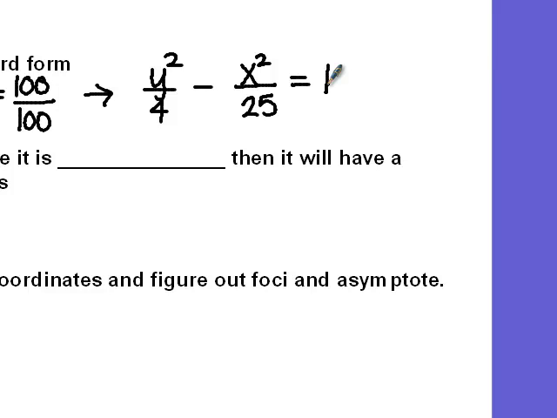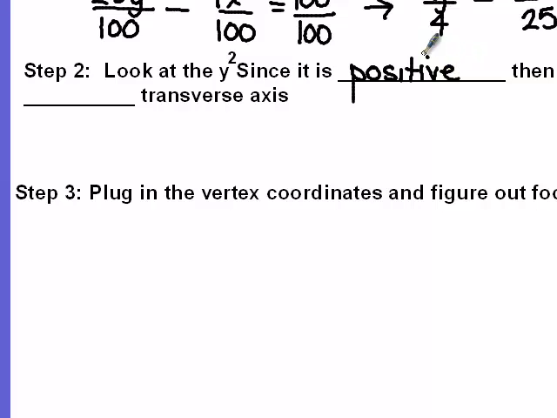Step 2, it says look at the y squared. Since it is positive, then it will have a vertical transverse axis. And this can be taken right from the equations you wrote from the book. Step 3, we're going to plug in the vertex coordinates and figure out the foci and asymptote. So what we need here is we need to figure out what our A and our B is, and then we can go from there.